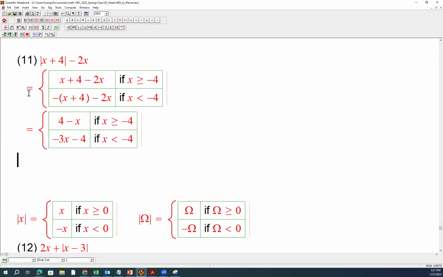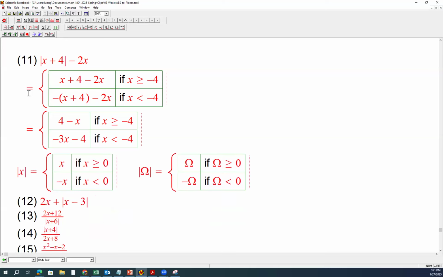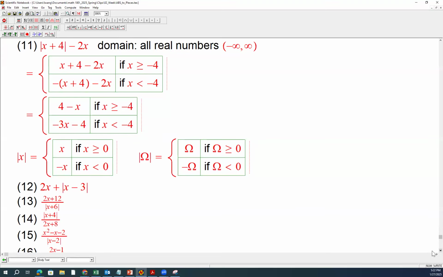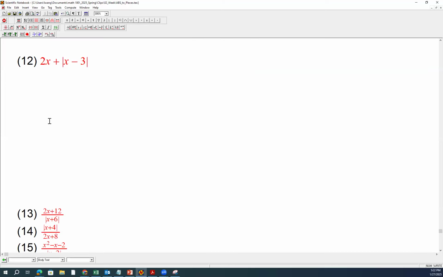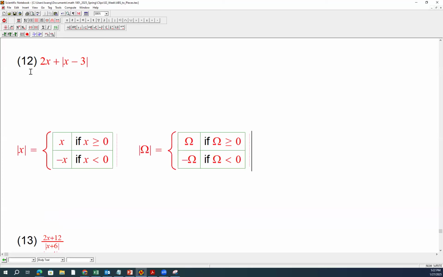All right? So you can see how we can apply these. Domain is all real numbers. And you can also use this notation. Either one, you don't have to write so many different forms. We get it. Okay. Number 12. Number 12, very similar.